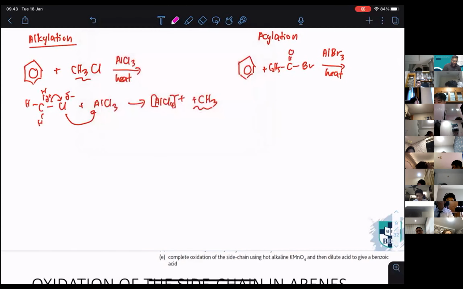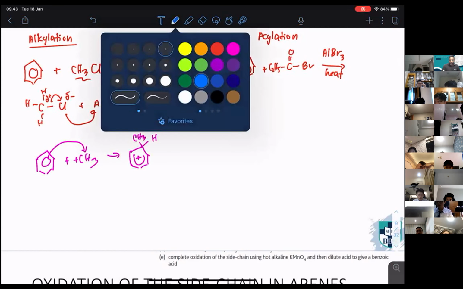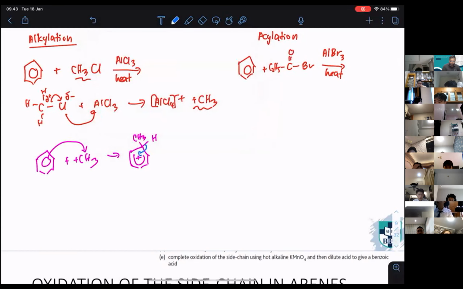The next step is quite simple, very easy. You have this benzene and you have the CH3 electrophile. This one will come over here, and you will have this ring incomplete, with the CH3 and the H over there. What happens next? This one will come in and you will have the methylbenzene done.